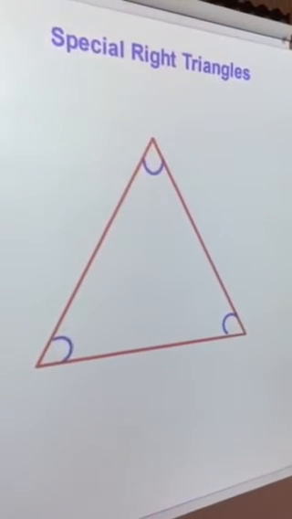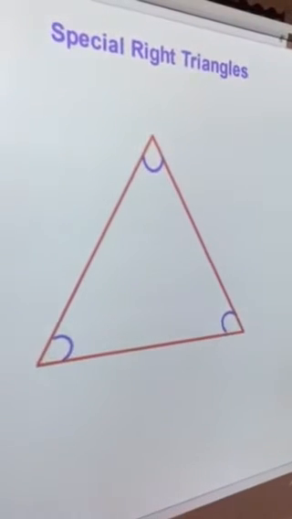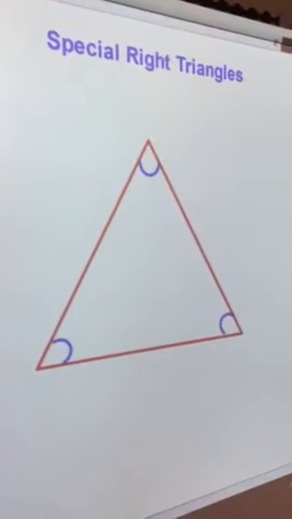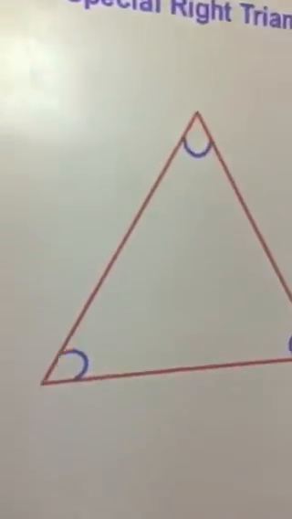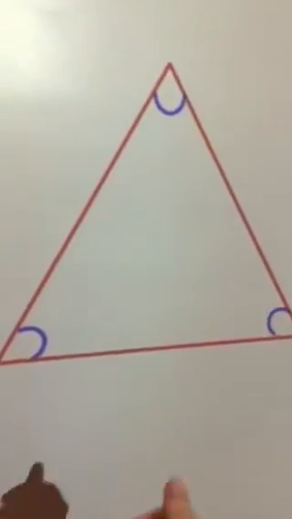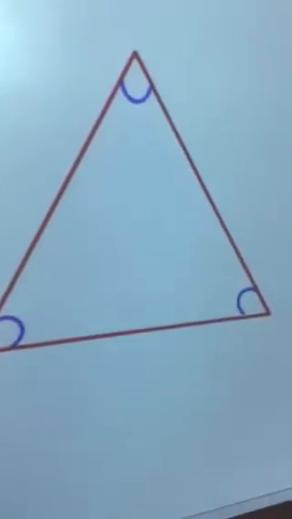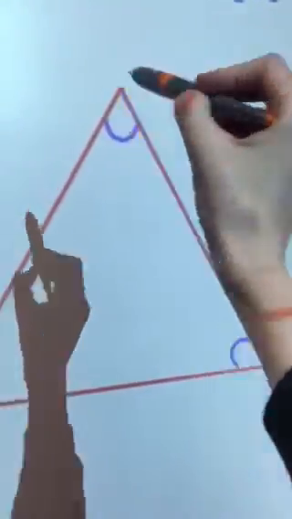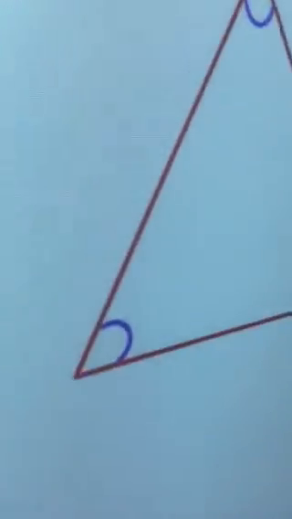Just want to show y'all quickly where the 30, 60, 90 triangles come from. If we start off with an equilateral triangle, then we come up with a 30, 60, 90 triangle, and I'll show you how. So we got an equilateral triangle, which means all these degrees would be 60, 60, 60. Now, if I draw a line straight down, so basically just the altitude from the top to the bottom, let me show you what you would get.